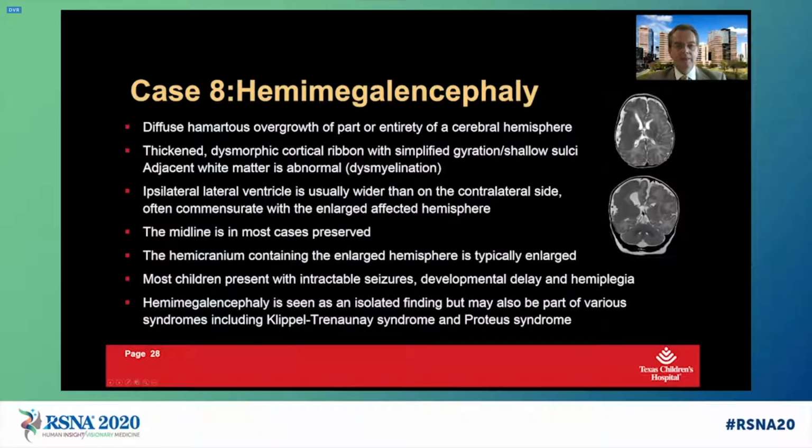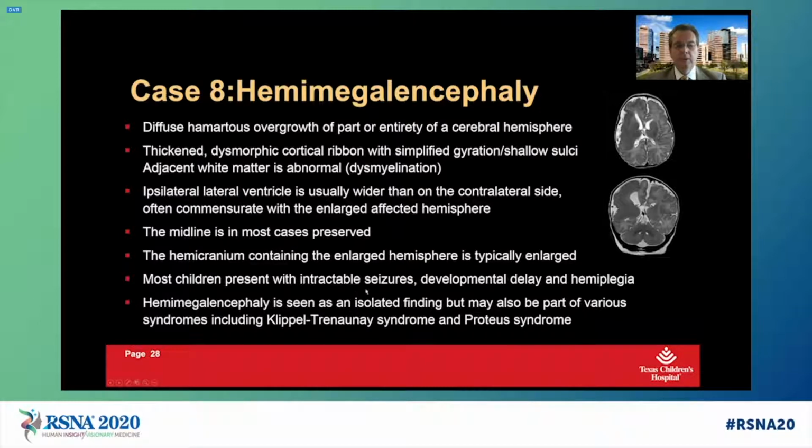This is a hemimegalencephaly, characterized as a diffuse hamartomatous overgrowth of part or the entirety of the cerebral hemisphere. The cortical ribbon is thickened, dysmorphic, with simplified gyration and shallow sulci, and typically you have an abnormal myelination of the adjacent white matter. The ipsilateral lateral ventricle is typically wider than on the contralateral side, most likely commensurate with the enlarged cerebral hemisphere. Midline, as mentioned before, is usually preserved, but the skull on the side of the affected hemisphere is usually bigger.